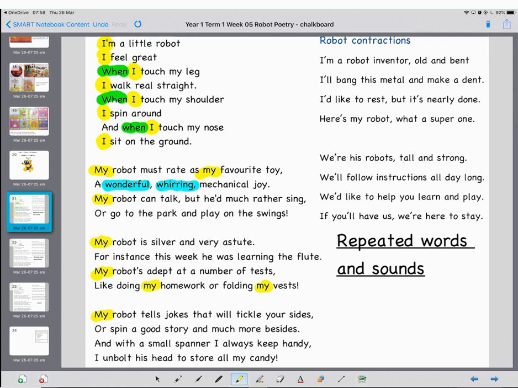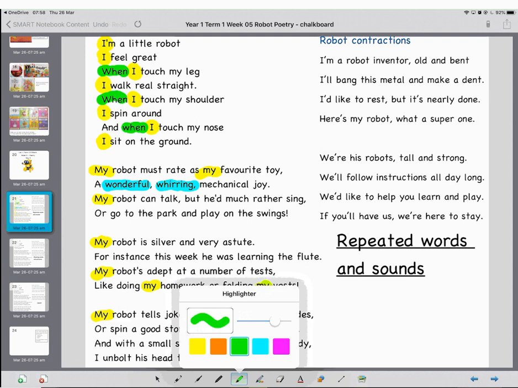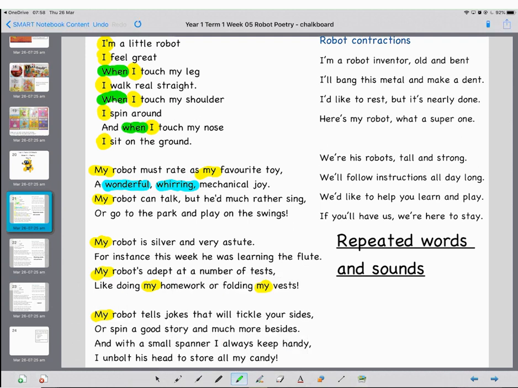Now obviously there's another word that is being repeated throughout this, which goes with my, and that's robot. So you may have done them together. And can you see again how this gives the poem shape and makes it feel different to a story? Okay, so the last one, which I want you to do now, is the robot contraction poem. Off you go, and when you're ready, I'll go through that one again.